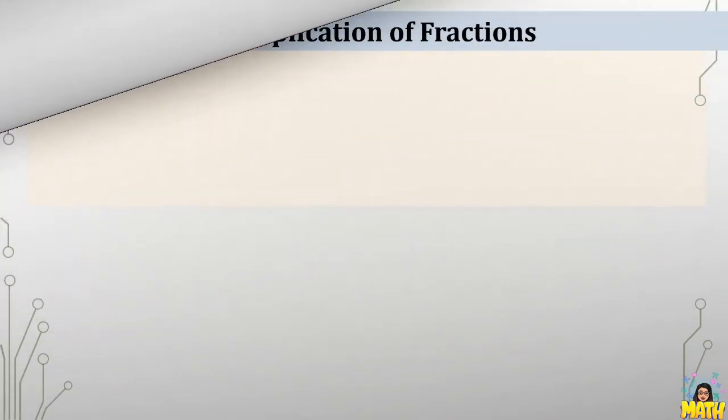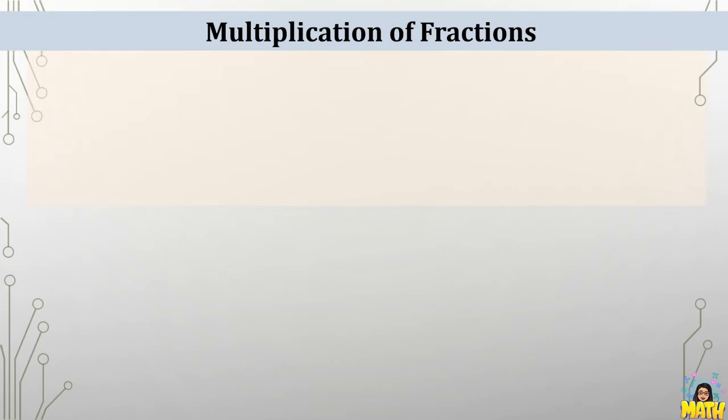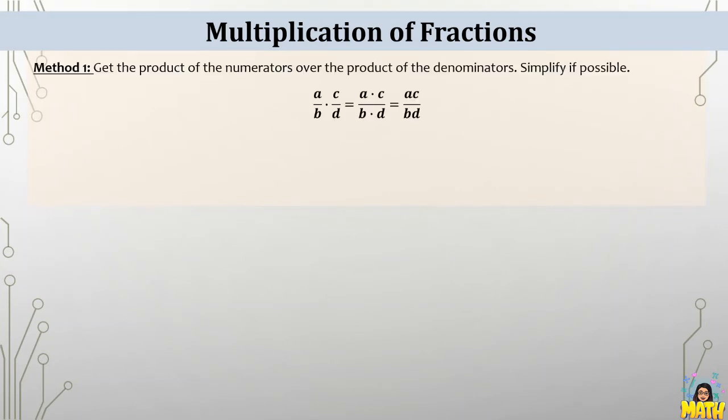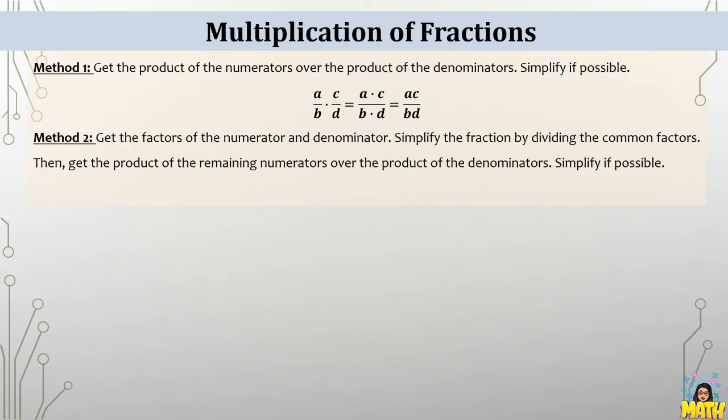Let's move to multiplication of fractions. Here we have two methods. The first one is simply get the product of the numerators over the product of the denominators. So, i-multiply lang kung ano yung nasa numerator over doon sa denominator. While method 2 is to simplify first the fraction by getting its factor, then get the product of the remaining numerators over the product of the denominators.